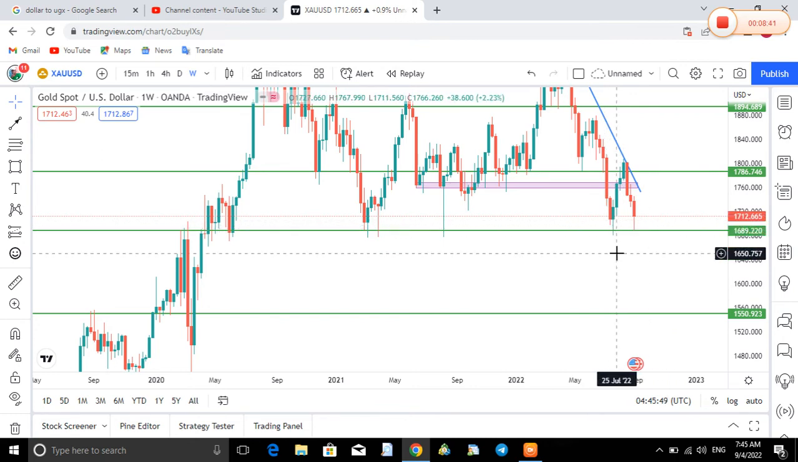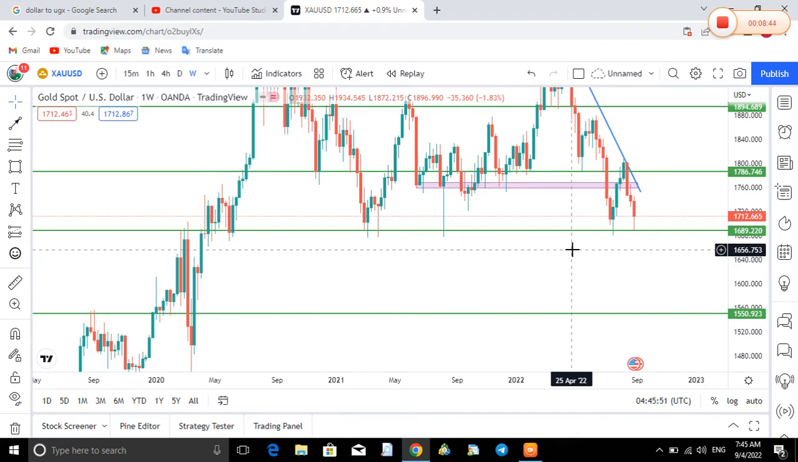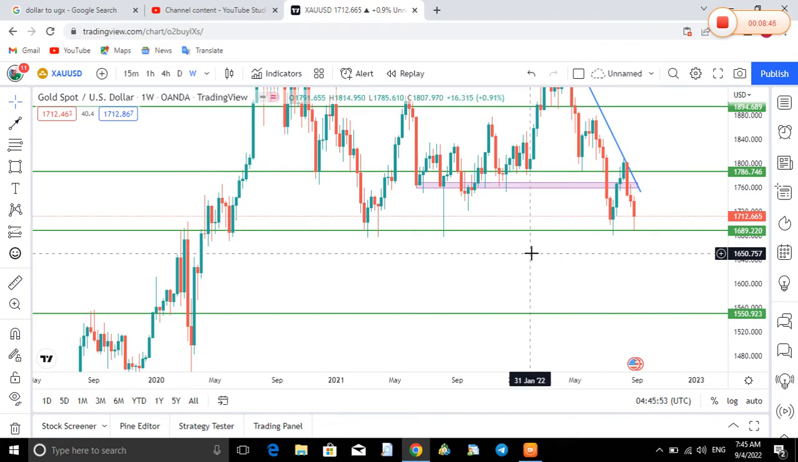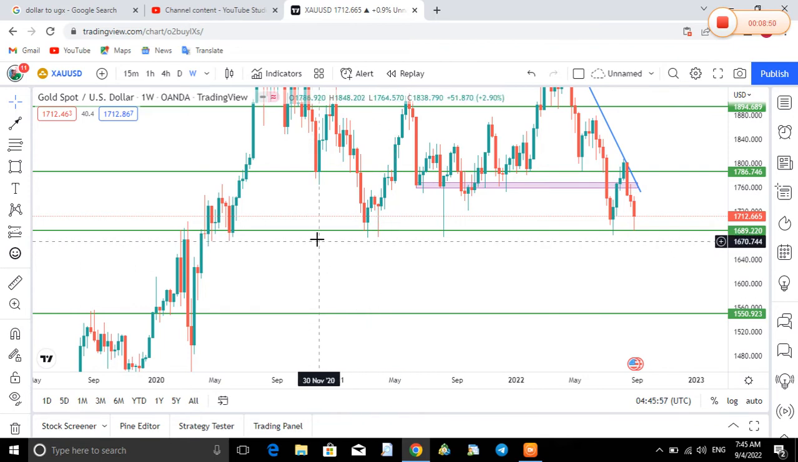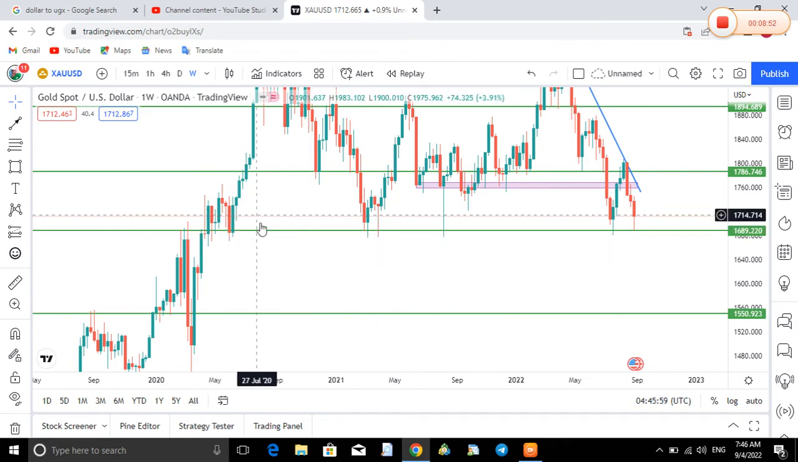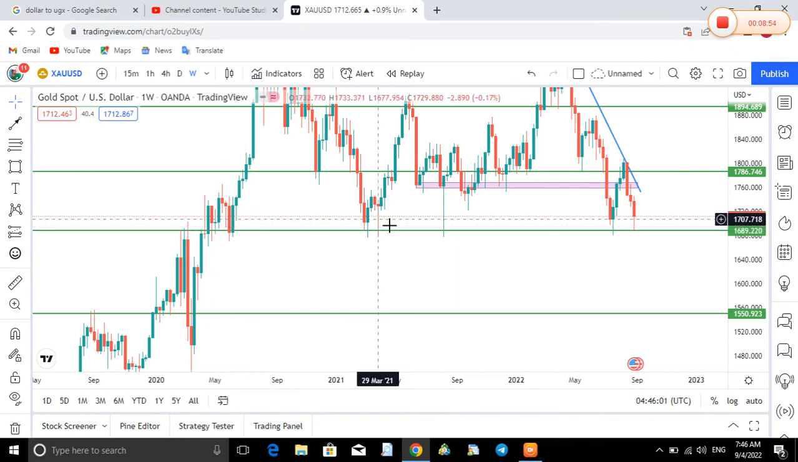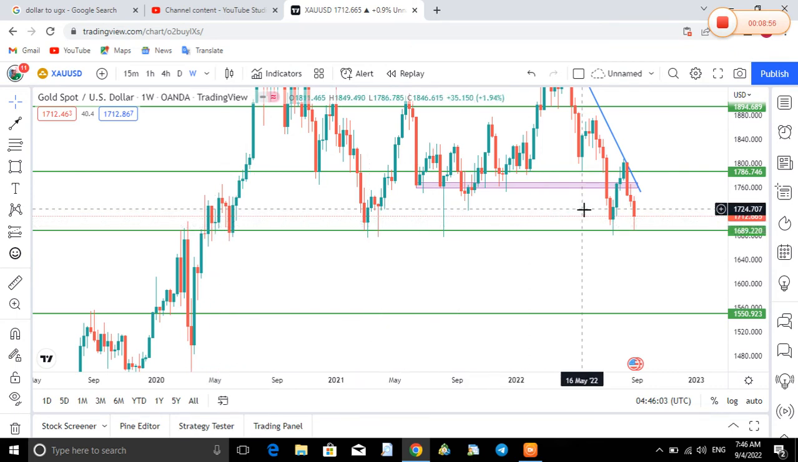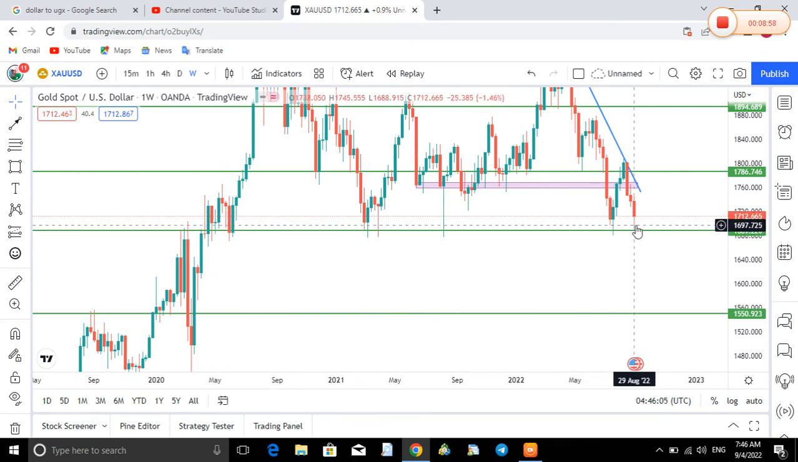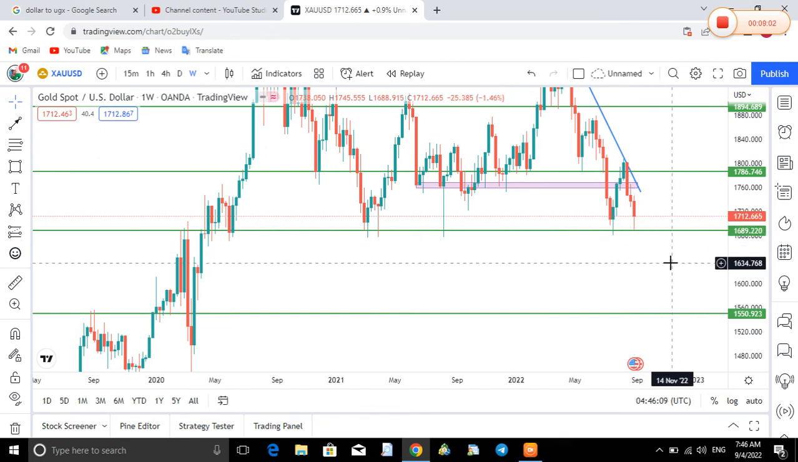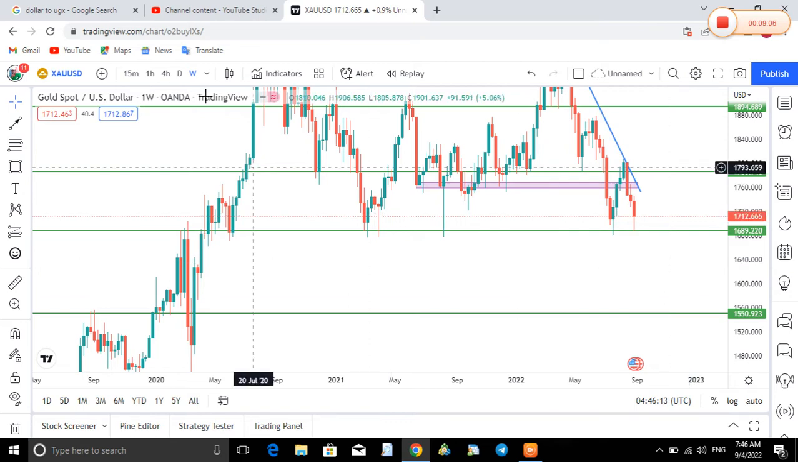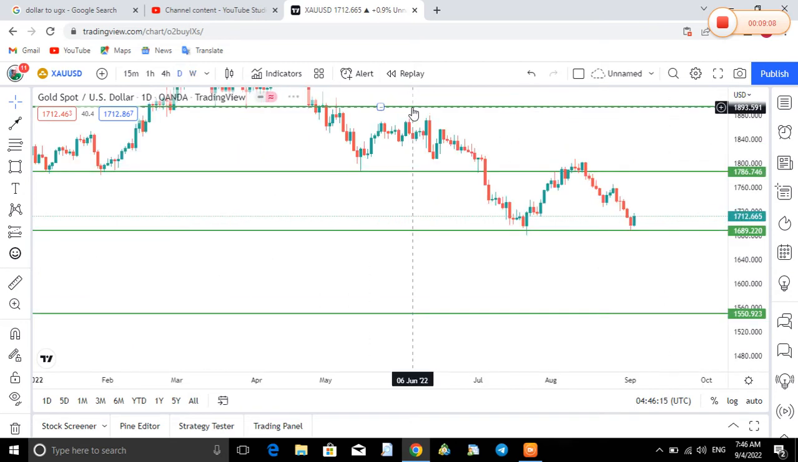More focusing on gold, I can see this level. We have been experiencing a lot of weak rejection. 1, 2, 3, 4, 5, 6, 7, 8. Now 8 times this level has been respected, and we are seeing a lot of huge weak rejections. So there is a lot of buying pressure on this level.